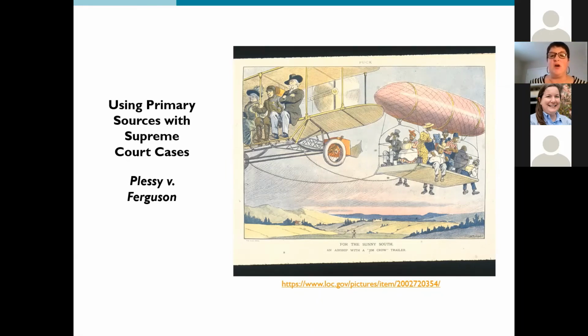The Library of Congress has done some of the work for you and curated primary sources that you're able to use free of any type of copyright restriction. This here is a political cartoon taken from the Puck magazine that was prolific in its political cartoons that it put out, commenting on societal topics in court cases.